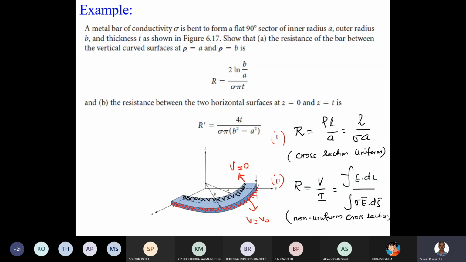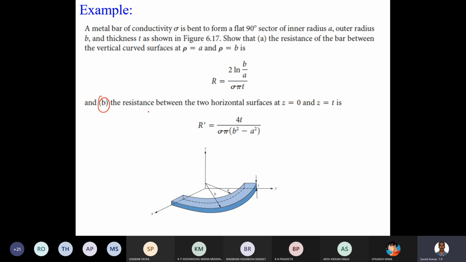Okay, this is the first question. Now the second question, read the statement clearly. What is the resistance between the two horizontal surfaces? Earlier we took two vertical surfaces, now it is horizontal surfaces. Now I will clean this page, otherwise it's difficult for me to highlight. Two horizontal surfaces, one is Z equal to 0 and the other Z equal to T. What is the resistance between these two surfaces?